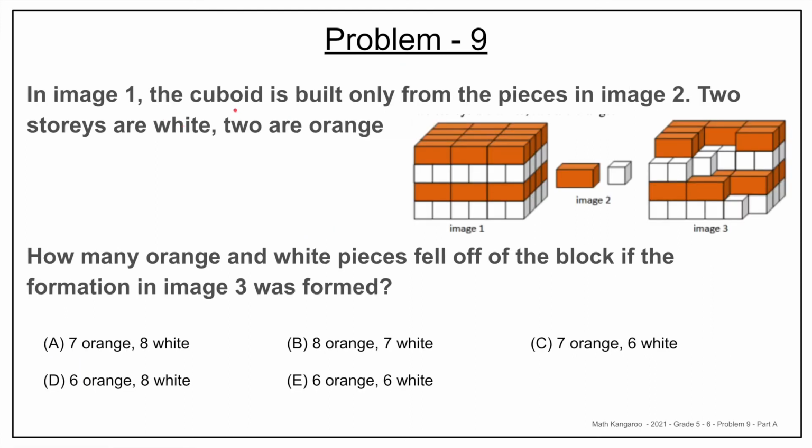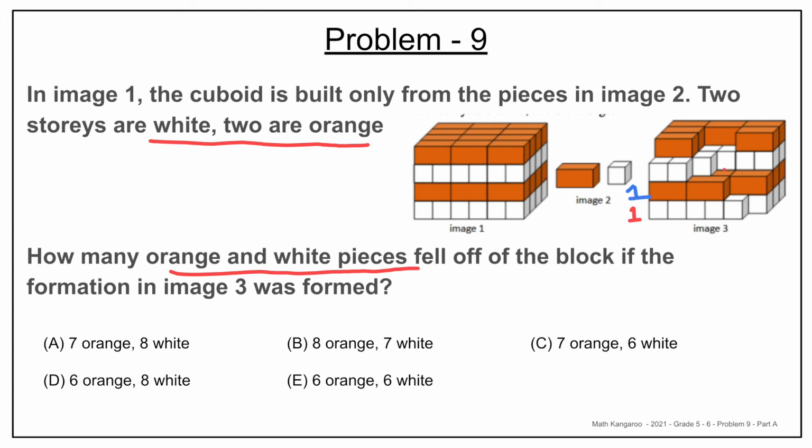Problem 9. In image 1, the cuboid is built only from the pieces in image 2. 2 stories are white and 2 are orange. How many orange and white pieces fell off the block if the formation in image 3 was formed? These are our options. So we have to find out how many blocks have fallen off this image. So let's start counting white ones. So from here 1 white block has fallen off. On this we have 1 orange has fallen off.